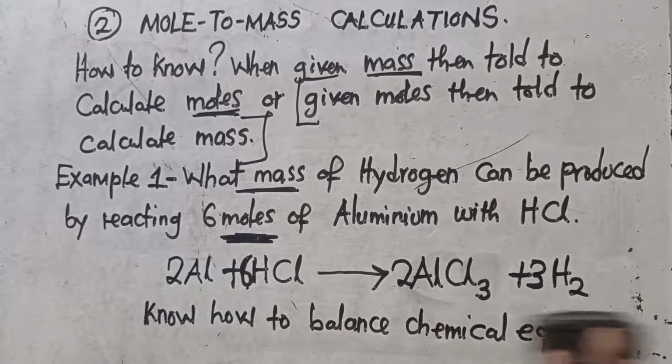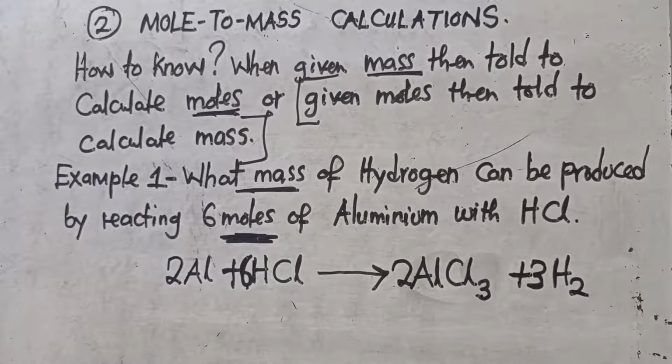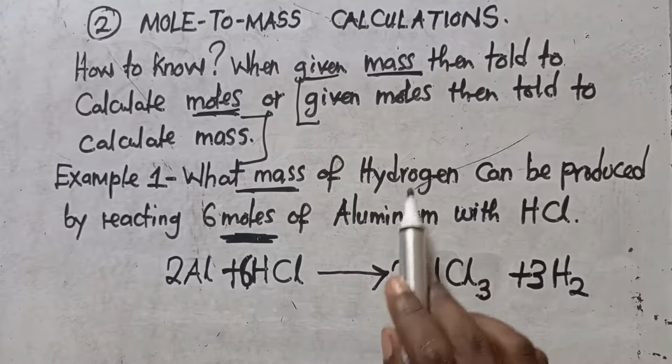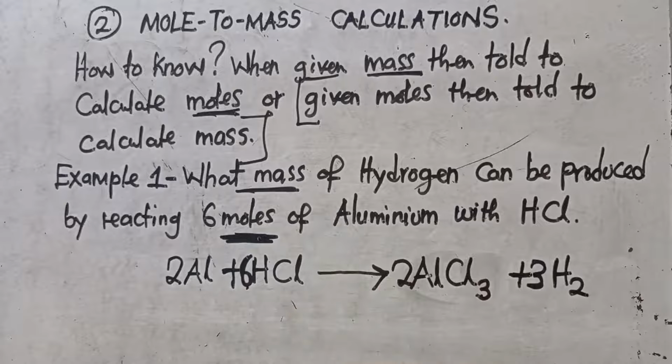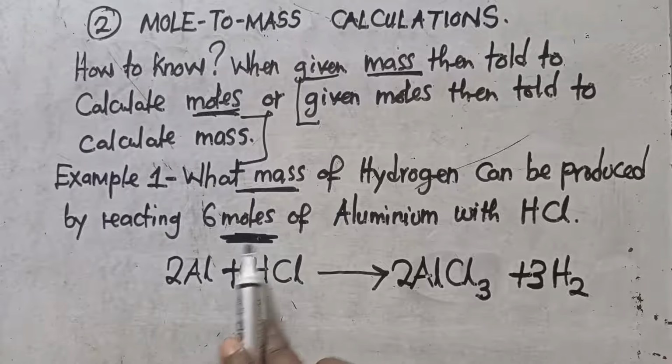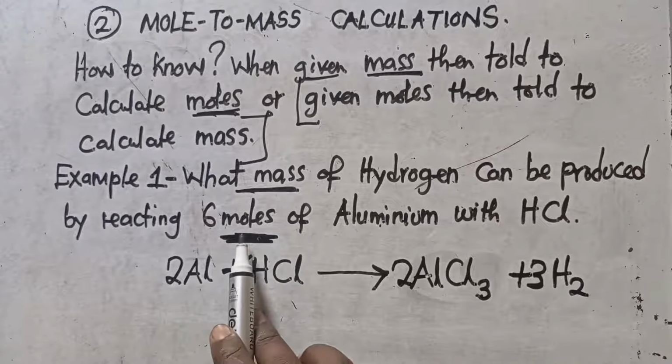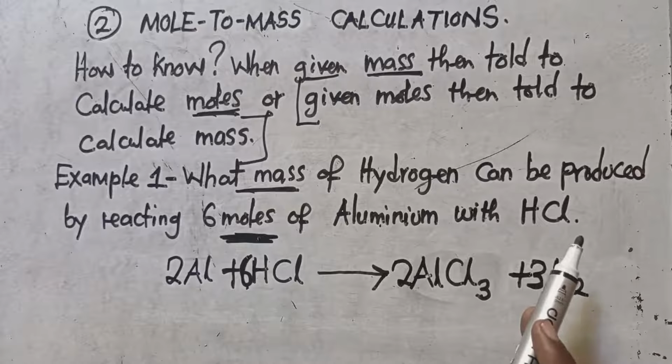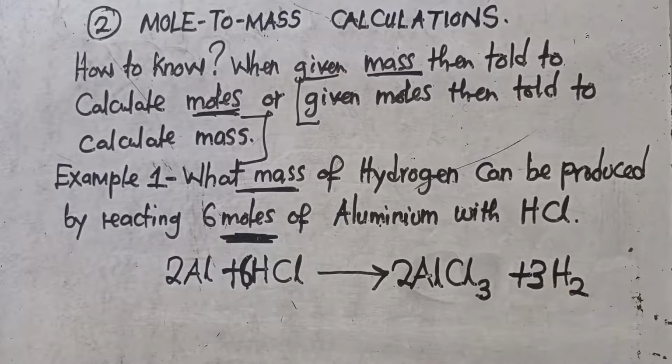So we now answer the question. What are we asked? What mass of hydrogen? So we are asked to find the mass of hydrogen. Since we are given the moles for aluminium, I'll be going from moles to what I'm asked to find. This is what I need to do.